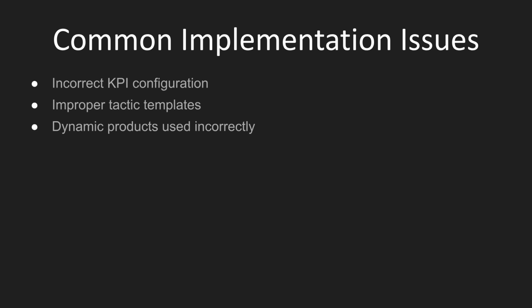Common implementation issues. Common mistakes include incorrect KPI configurations, misconfigured tactic templates, and improper use of dynamic product policies. These errors can distort financial forecasts and lead to inaccurate promotion performance analysis.